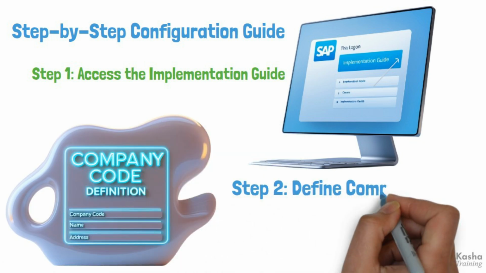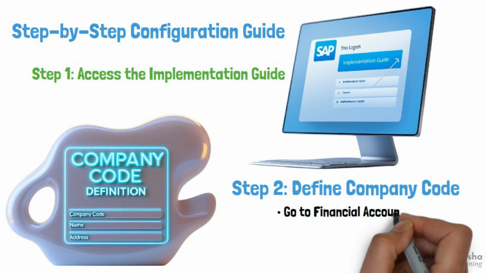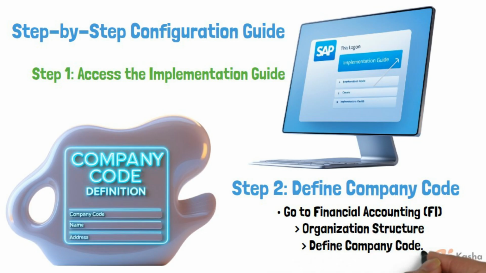Step 2. Define Company Code. The company code is the organizational unit for which financial statements are created. Go to Financial Accounting, Enterprise Structure, Organization Structure, Define Company Code. Click on New Entries and fill in the necessary details such as company code, name, and address.